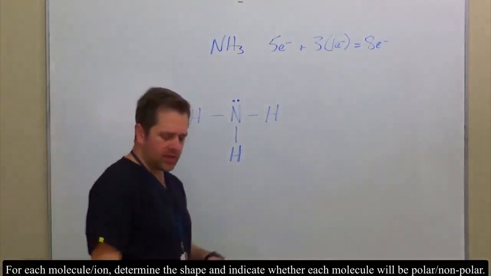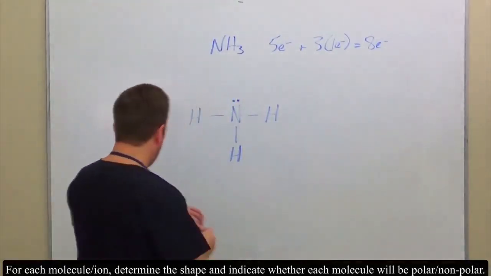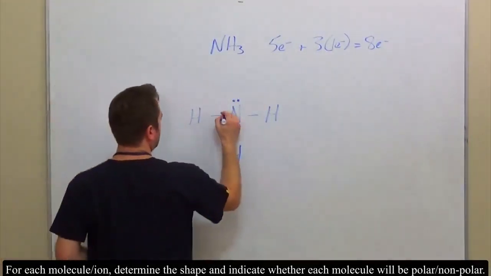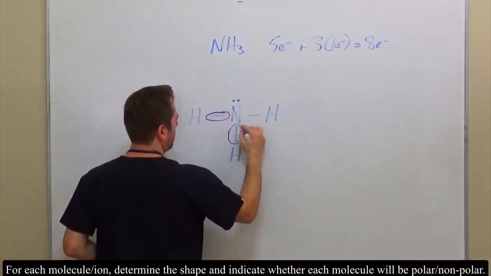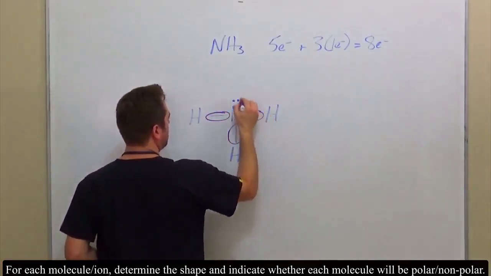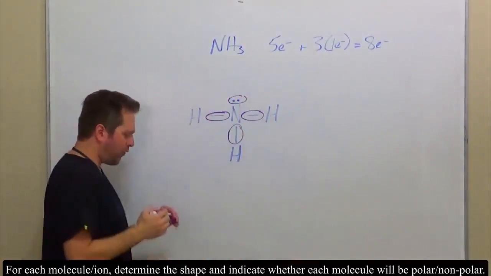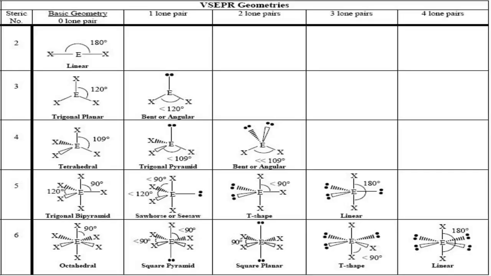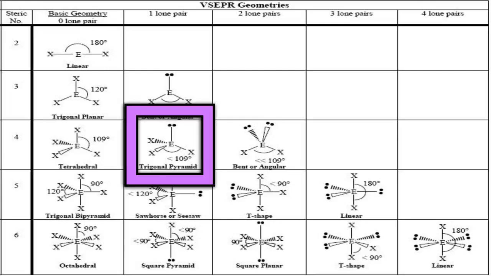Now, count out or determine the steric number rather. And so, here's a steric area, here's another area of electron density, and here's another one, and here's another. So we have 4. Go to your table and go down to the number 4, but this time we do have one lone pair on the nitrogen. So we're going to move over 2. And you can see that the molecular shape is trigonal pyramidal, or trigonal pyramid, if you will.